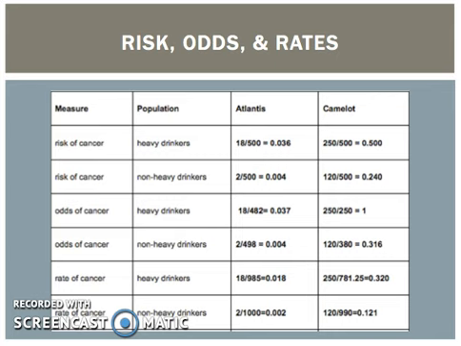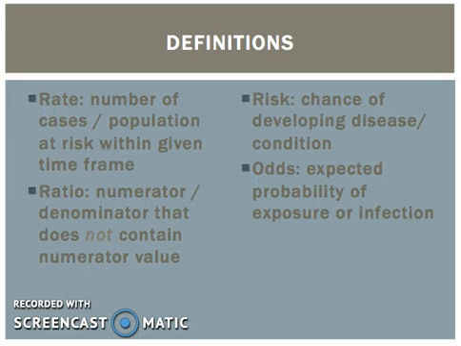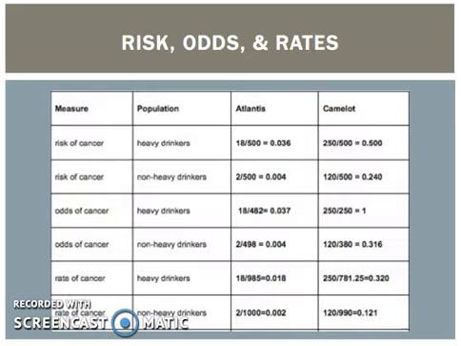If we go back to our basic definitions, you can see here that rate is the number of cases over the population at risk within the given time frame. And that's what we see here in risk of cancer for heavy drinkers, which has a value of 0.036. To calculate risk in those who do not have cancer, you would divide those individuals, which is 2, by the population being studied, which again is 500, where you get a value of 0.004.